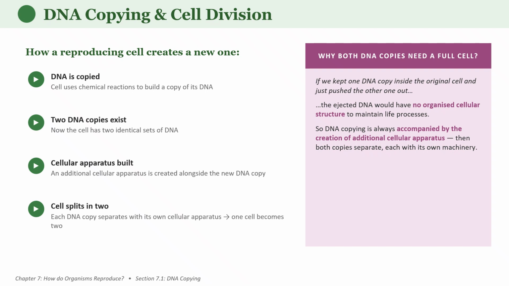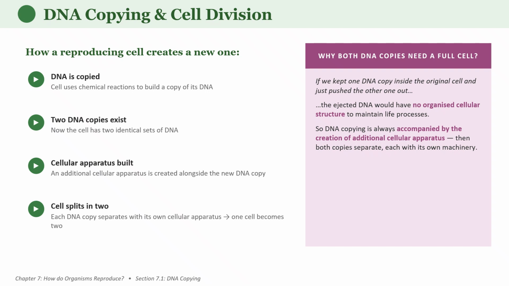And why can't this DNA exist alone, children? Can it exist alone? No. Why? Because DNA needs a complete cell in order to obtain nutrients, produce proteins, and also to carry out the life processes. Therefore, DNA copying is always accompanied by cell division.